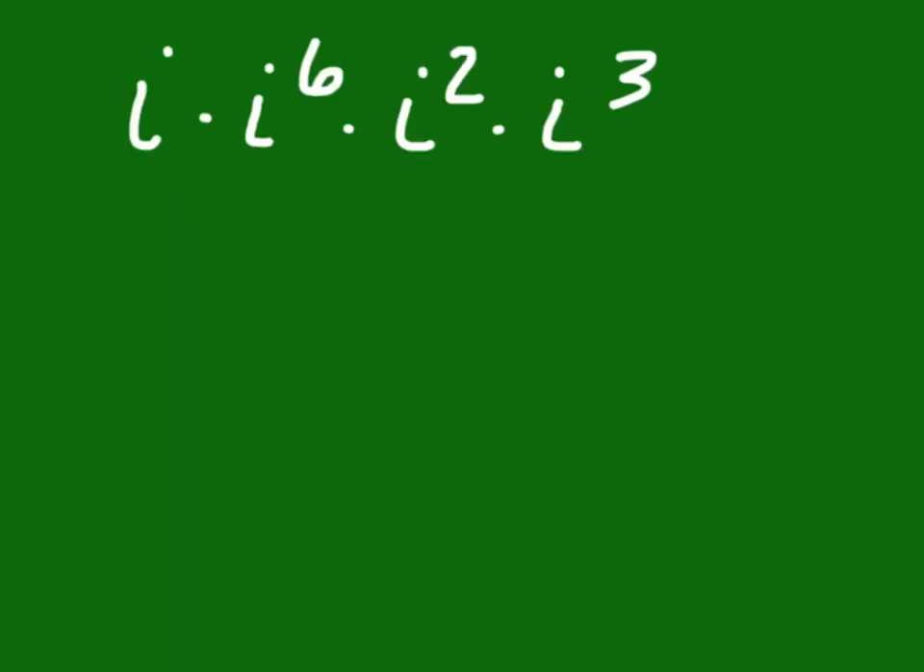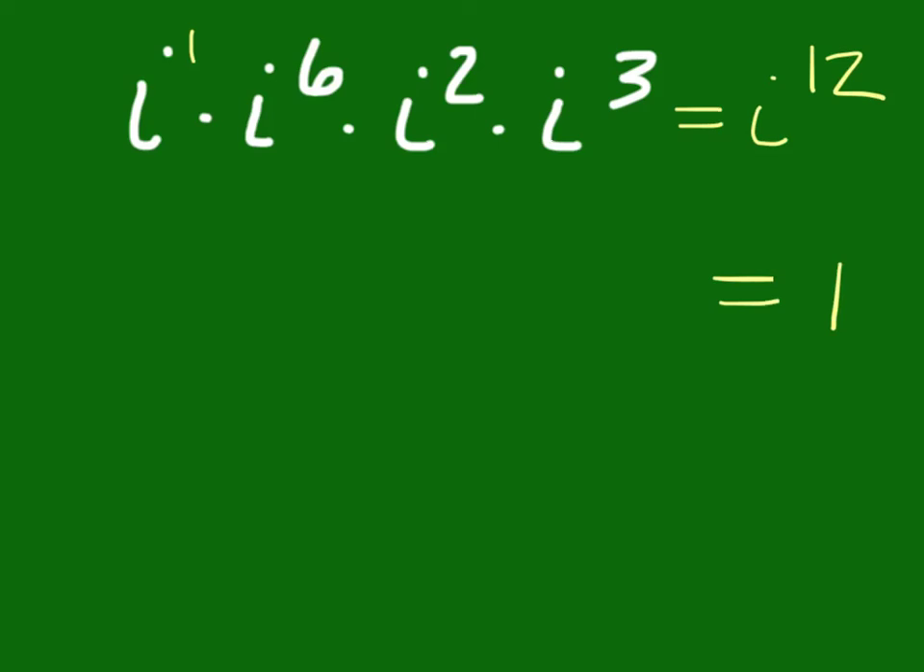Here's another one. In this case, you can bunch them all together, which I'll do to start with. 1 and 6 is 7, plus 2 is 9, plus 3 is 12. I to the 12th is an easy one. Why? It's even, and it's also a multiple of 4. Any multiple of 4 is going to be 1. Yeah, so we'll have 1.